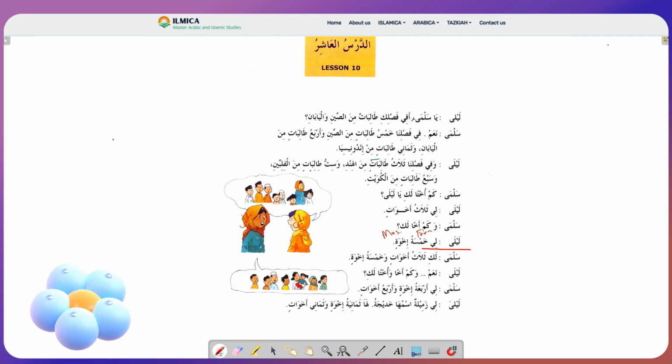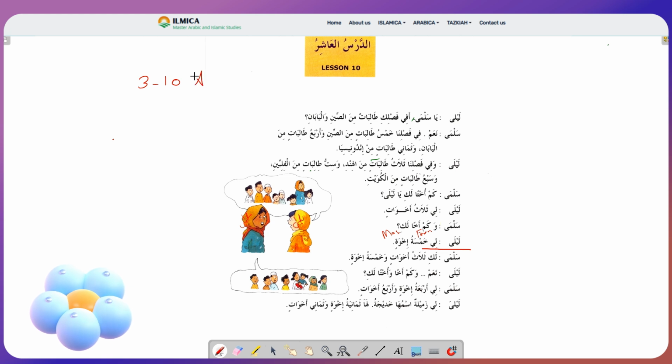Actually, we are practicing the numbers from 3 to 10. What we are practicing here is that the noun that comes after these numbers should be plural and with tanween, and in reverse relation with the number in gender. What does the rule say for the numbers from 3 to 10?